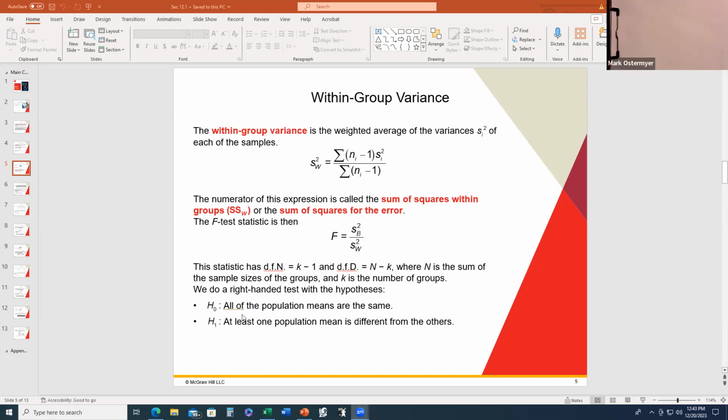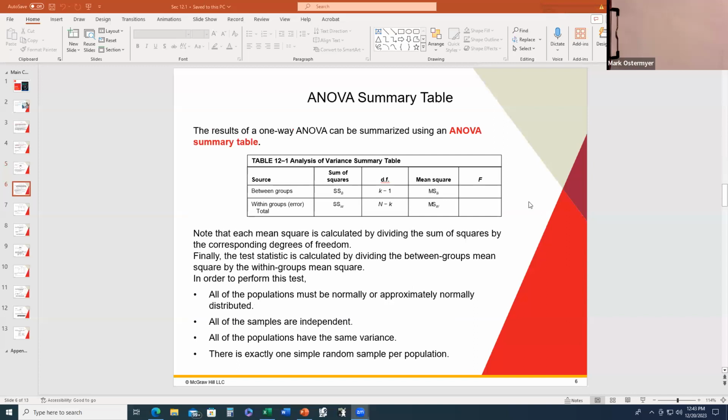These would be the hypotheses that we test when we conduct analysis of variance. The null hypothesis says that all population means are equivalent. The alternative hypothesis says at least one difference exists between two population means. In other words, not all population means are equivalent to each other. So these are the hypotheses we always test when we conduct analysis of variance.